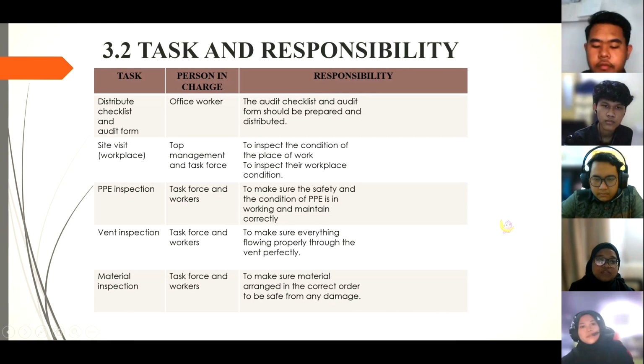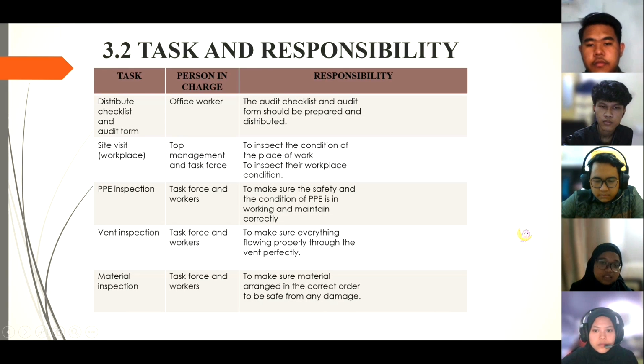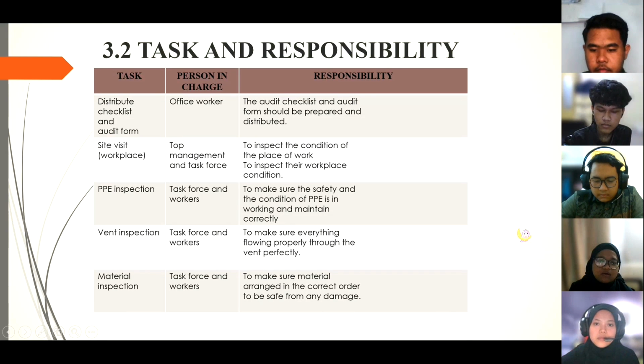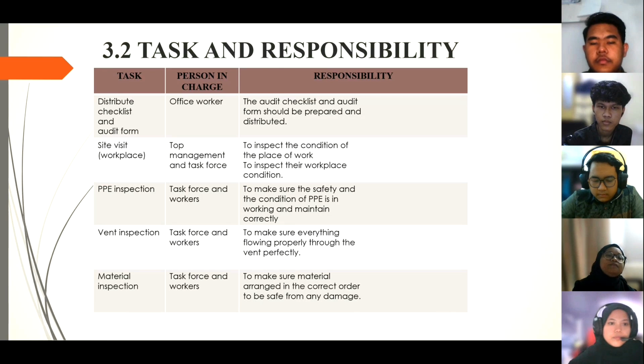So, task and responsibility. The task is to distribute the checklist and audit form. The person in charge is the office worker. The responsibility is that the audit checklist and audit form should be prepared and distributed. The second one is site visit, with top management and task force to inspect the condition of the workplace.